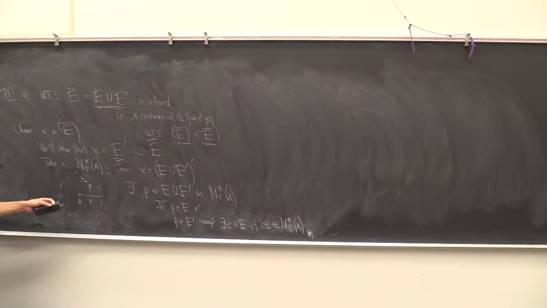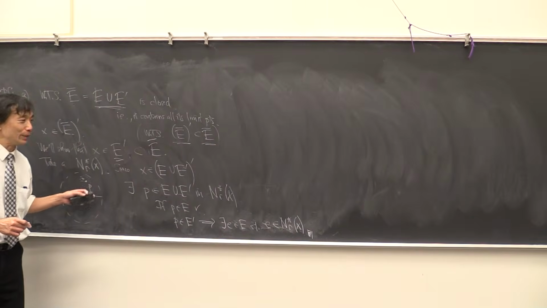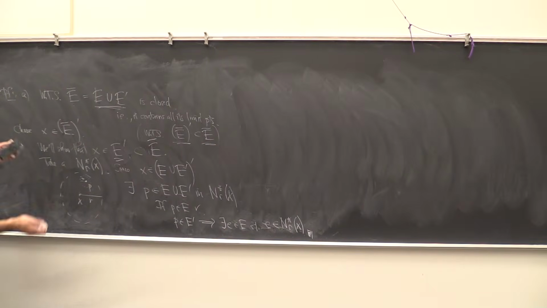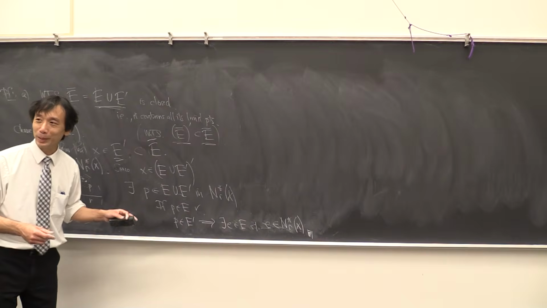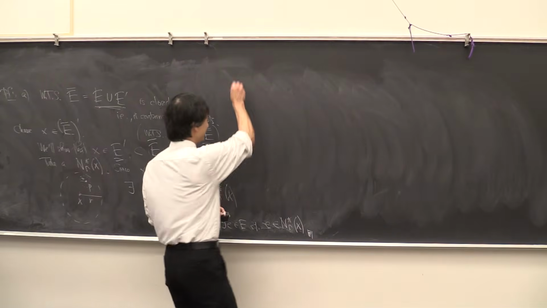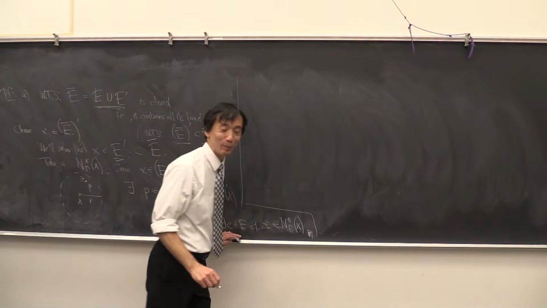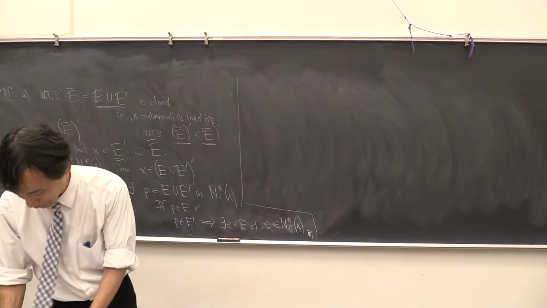I thought maybe this way would be clearer than the way that Rudin does it. Rudin looks at the complement and shows that it's open. That's also okay, but I thought this would be easier.